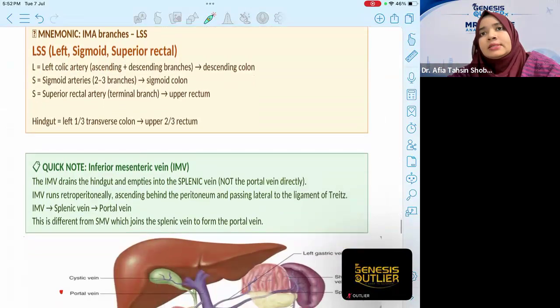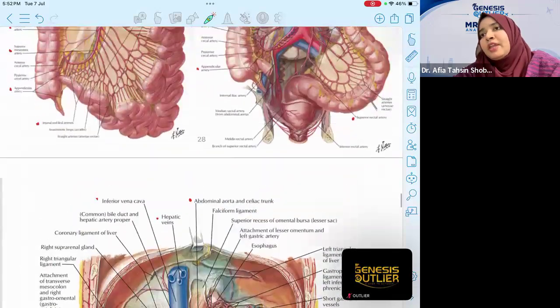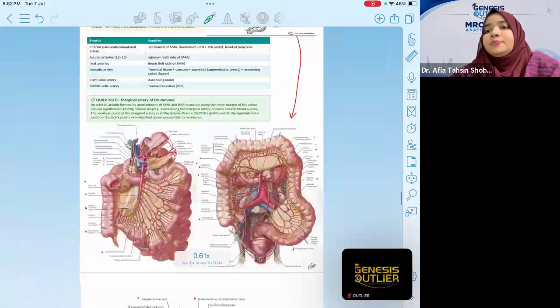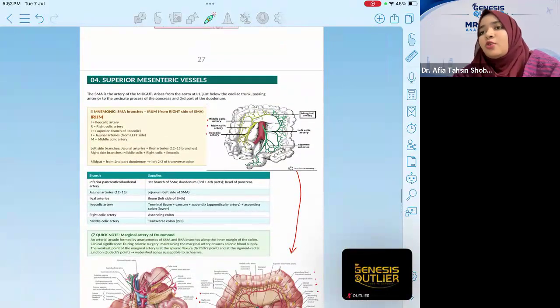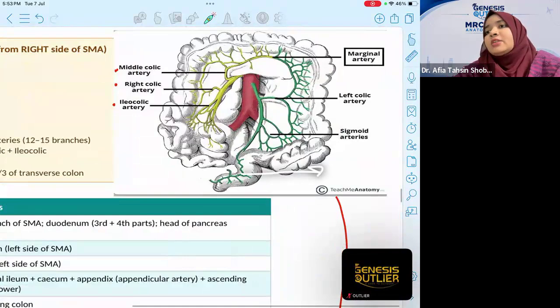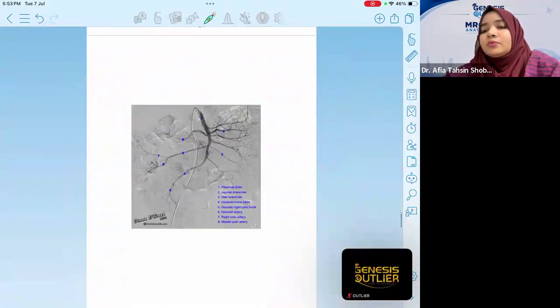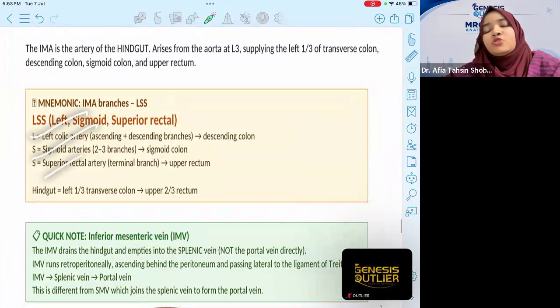Inferior mesenteric vessels, we have to know the main branches. This is inferior mesenteric vessels, and we will get left colic artery, sigmoid artery, and here we will get superior rectal artery, not suprarenal, I told it wrong. Here, superior rectal artery. These 3 main branches: left colic, sigmoid artery, and superior rectal artery.